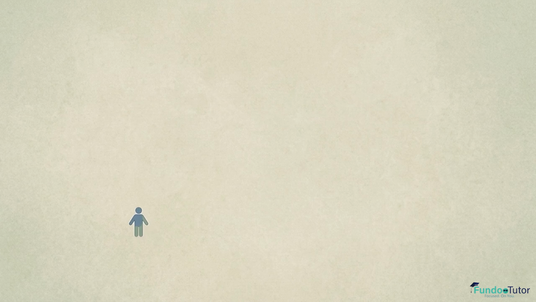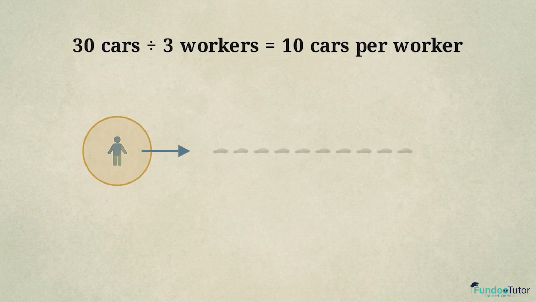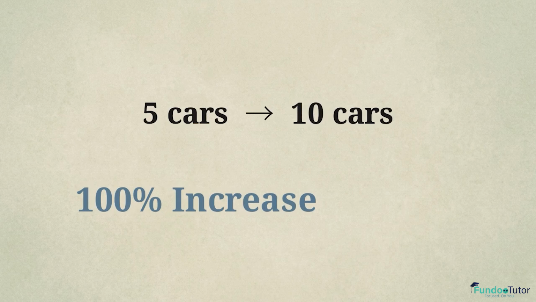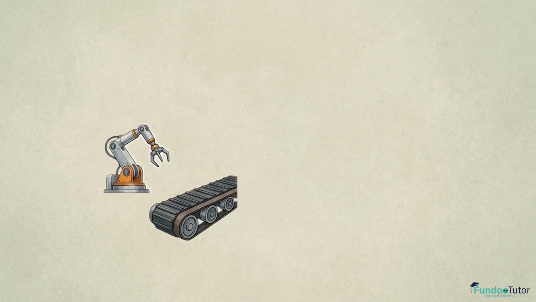But productivity is measured per worker. Divide the new 30-car total by the 3 workers to get 10 cars per worker. Because the individual worker's output goes from 5 cars up to 10 cars, their productivity has exactly doubled, making it a 100% increase. There is also a frequent trap regarding costs.